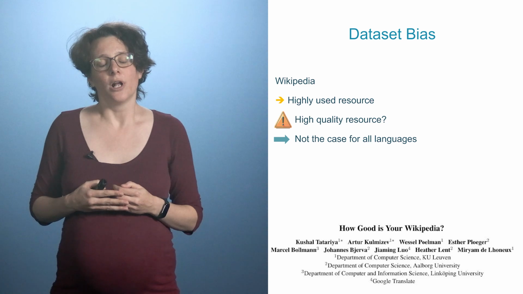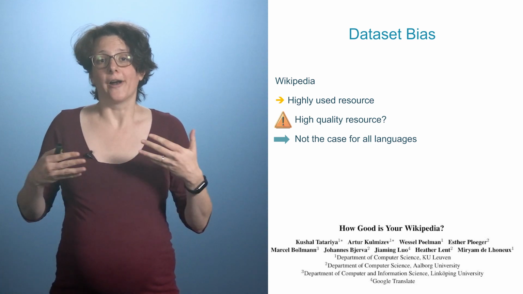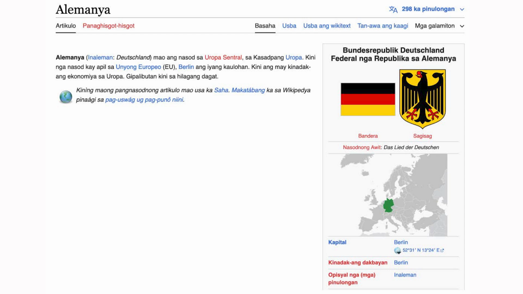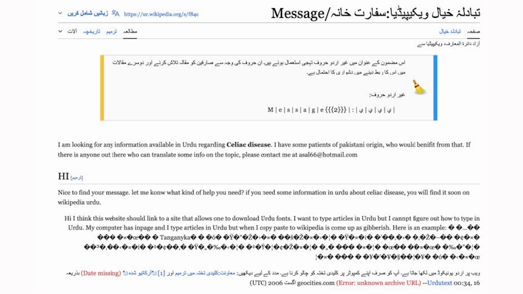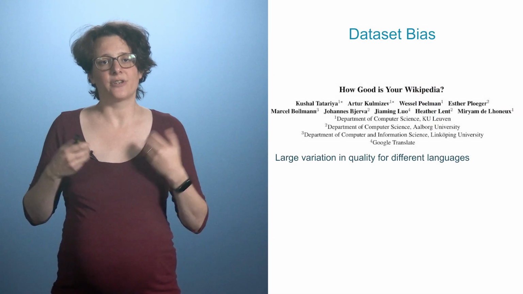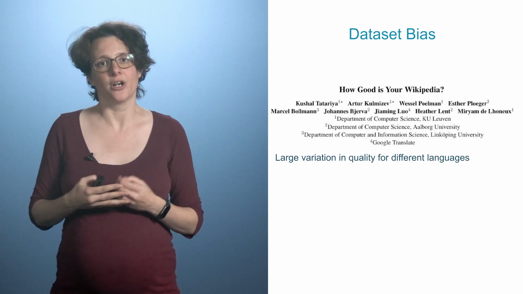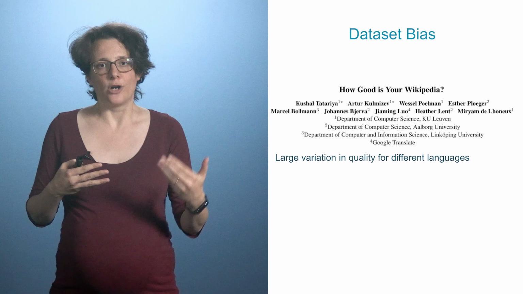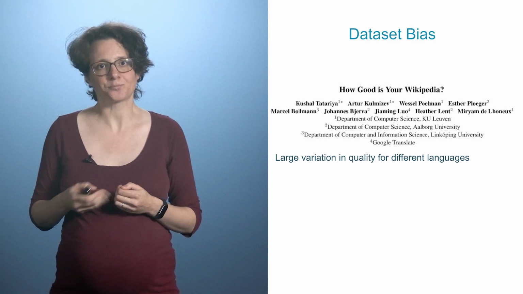For example, we found that many articles are extremely short. This here is an article in Cebuano about the country Germany, and it has only 2 sentences. This article here is supposed to be in Urdu, but it is actually in English. More generally, we found that there is a large variation in the quality of Wikipedias when looking at different languages.